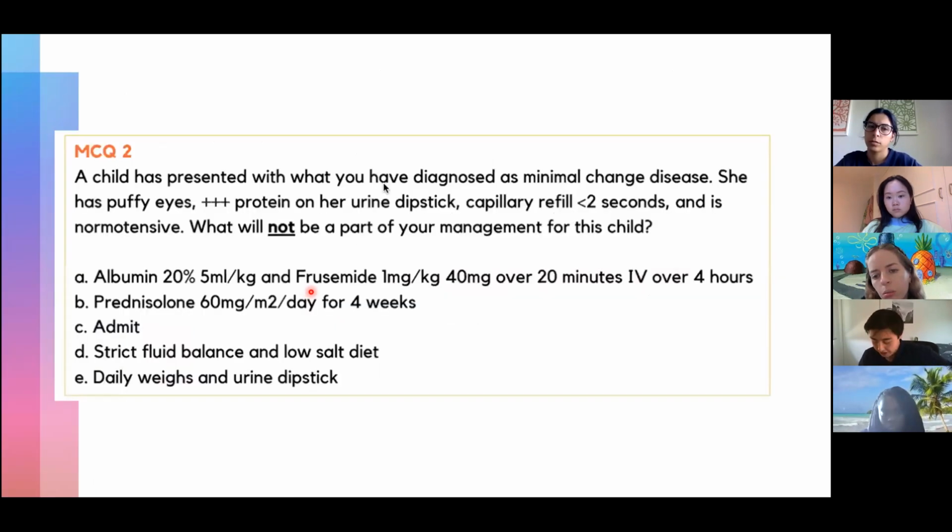Anyways, here's a quick question. Have a look and let me know what you guys think. Yep, good. So 5 more seconds. Yep, so the answer is albumin, because albumin and furosemide are not routinely used. The main takeaway for nephrotic syndrome is your prednisolone and all the other stuff. So that's the most commonly used management option.